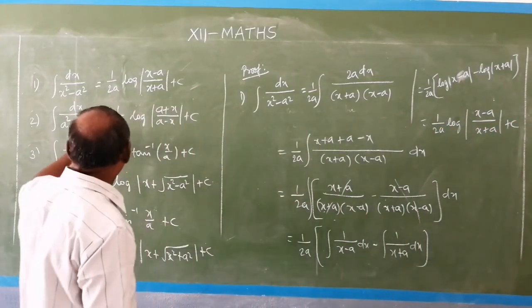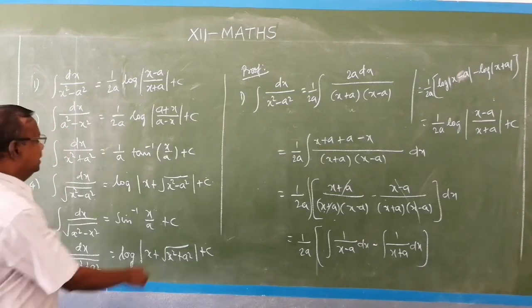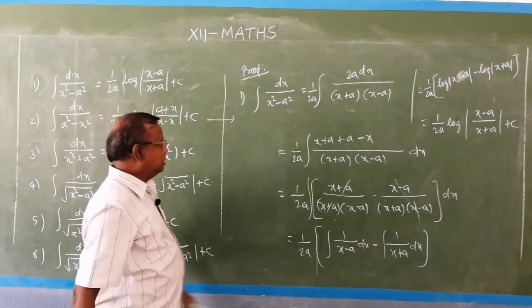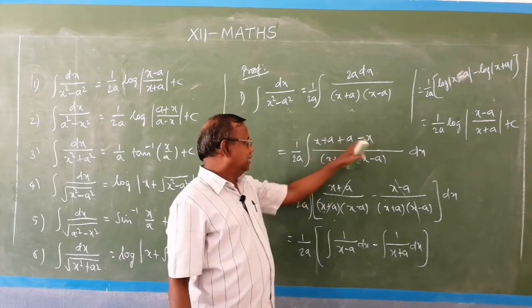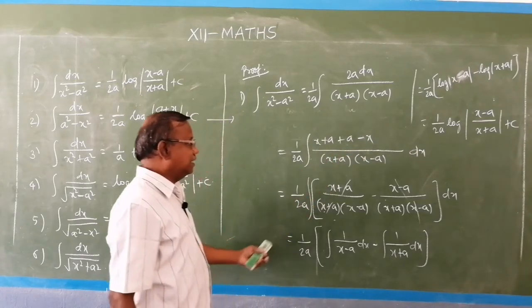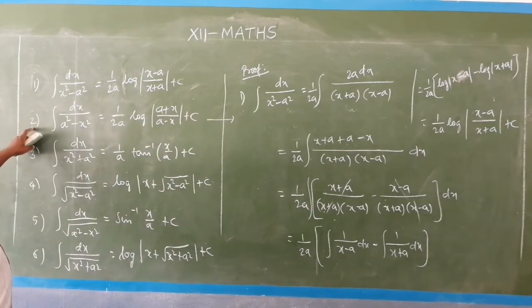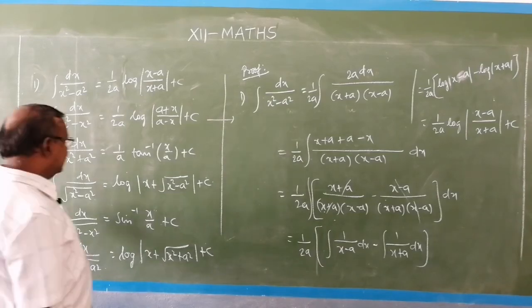Now next one, the same way you can prove the second result. So first multiply and divide by 2a and add and subtract x. So simplify this. The same way you can prove the second result also. Now take the third result.